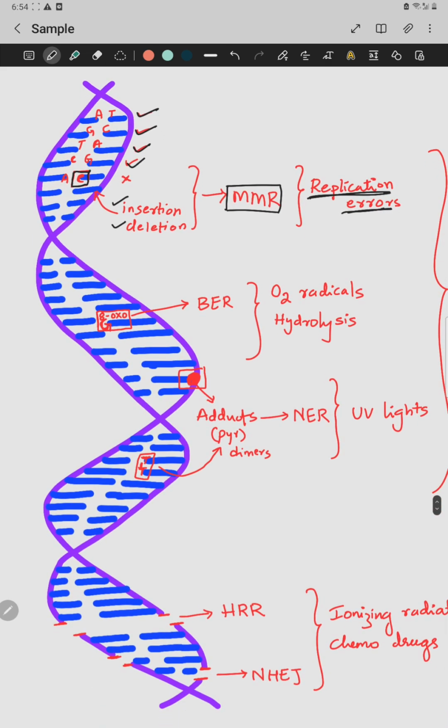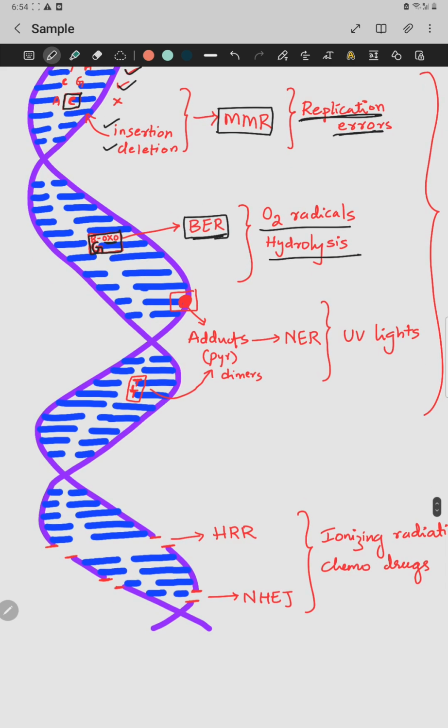Now apart from that, there is base excision repair, where due to oxygen radicals or hydrolysis, normally we just need guanine. If this guanine has been acted upon by oxygen radicals, you can see that 8-oxoguanine has been formed here. So this has to be repaired. This will be removed and repaired by base excision repair. Now due to UV light, there will be adducts formed in the nucleotide, or pyrimidine dimers, and these are repaired by nucleotide excision repair.